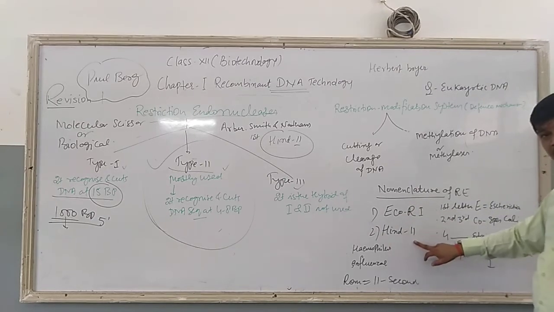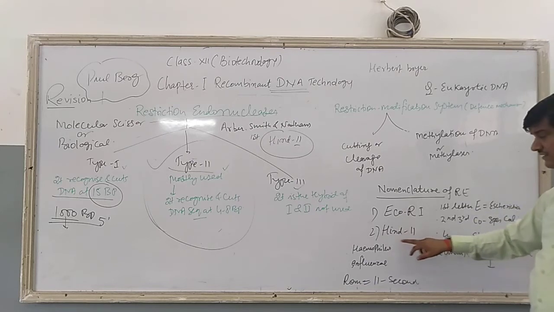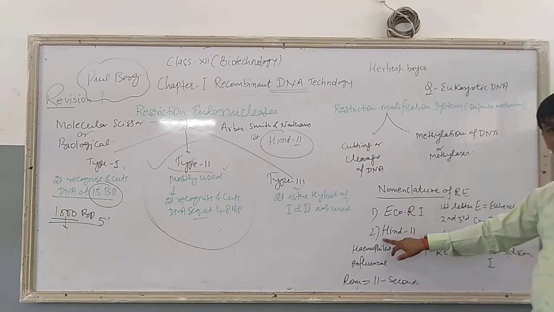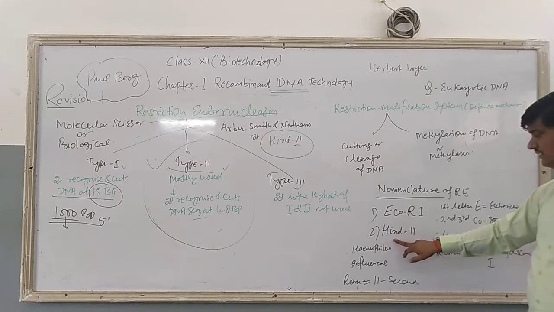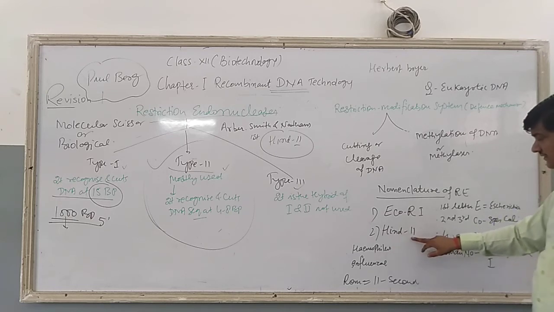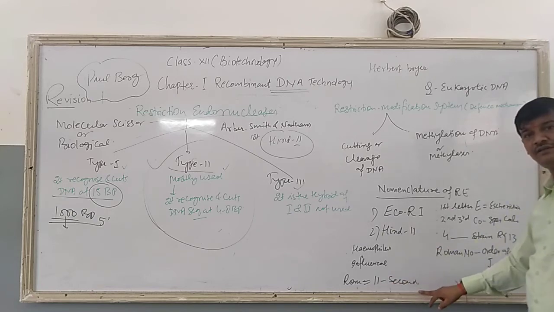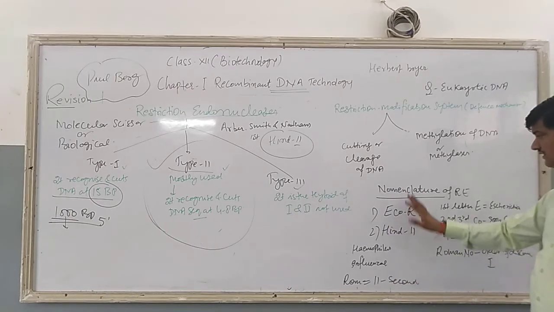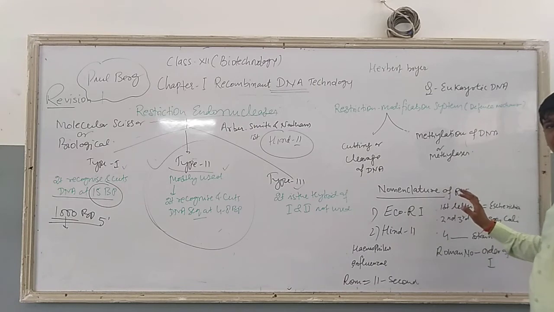Now come to the second one, HindII. H, again the first letter, represents the genus Haemophilus. Then the second and third letters, in, stand for influenzae, and the Roman numeral represents the order of discovery. So in this way we can do the nomenclature for restriction enzymes.